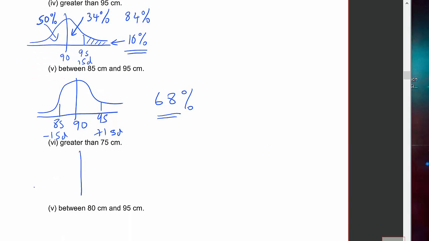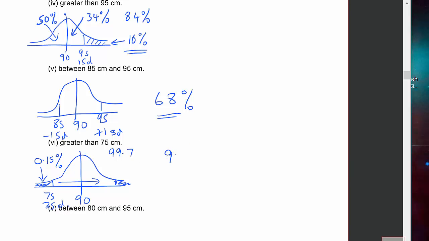Greater than 75. So if we put 75 here, that's 3 standard deviations. So we know that in between plus or minus 3 standard deviations is 99.7. That means that 0.3% is in the two ends, so 0.15% down here. Now we're after greater than, so that's going to be 99.85%. 100% take away the 0.15%.